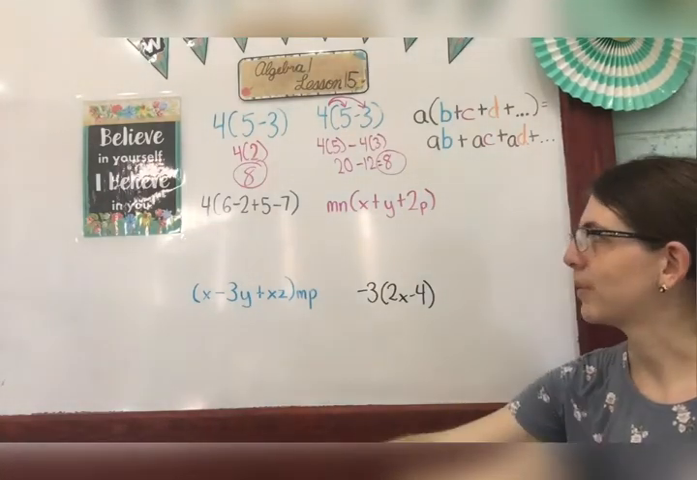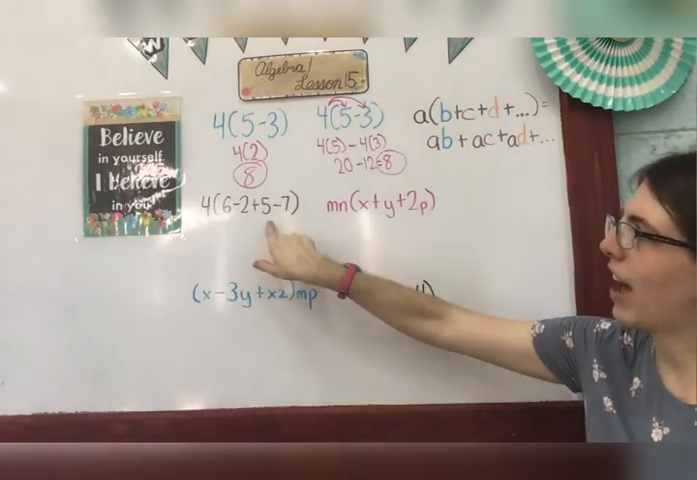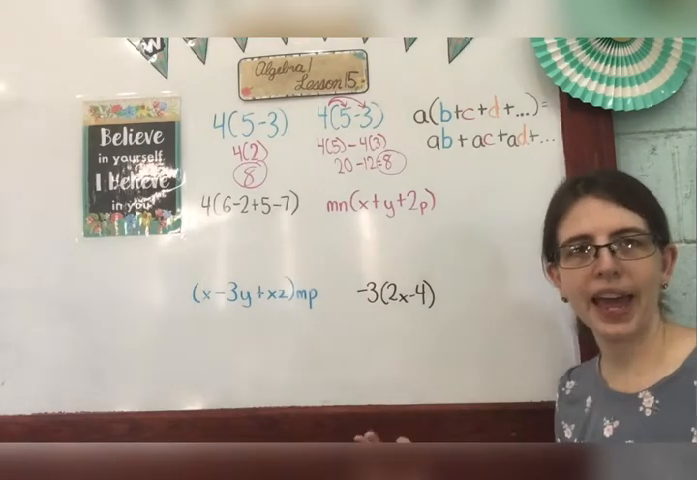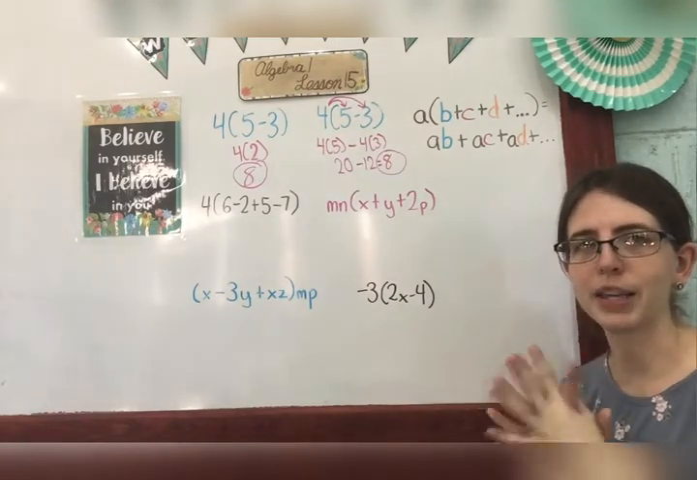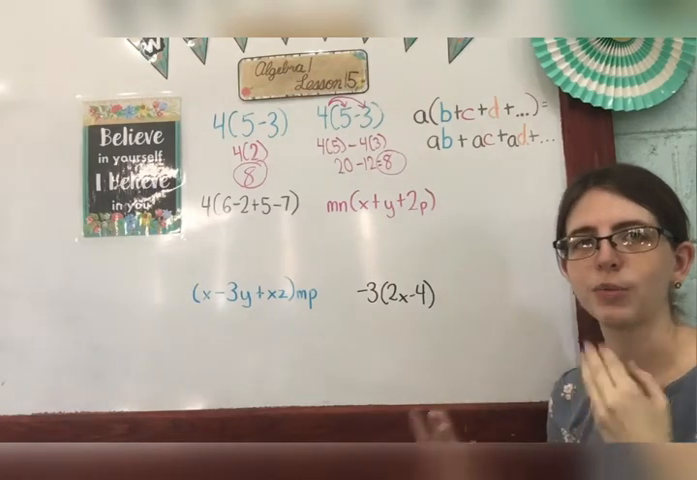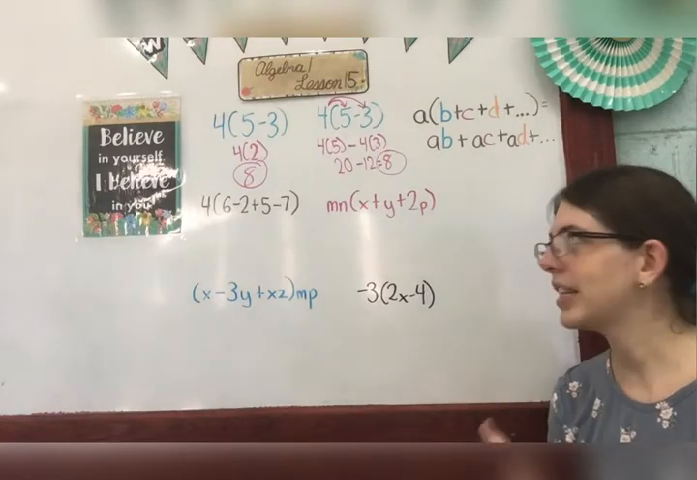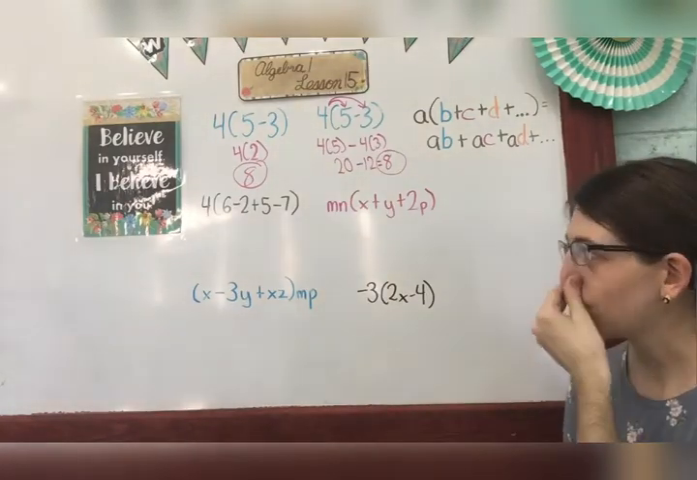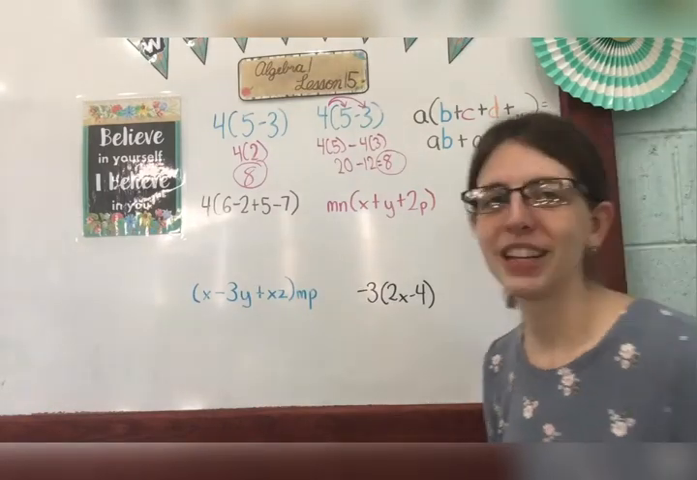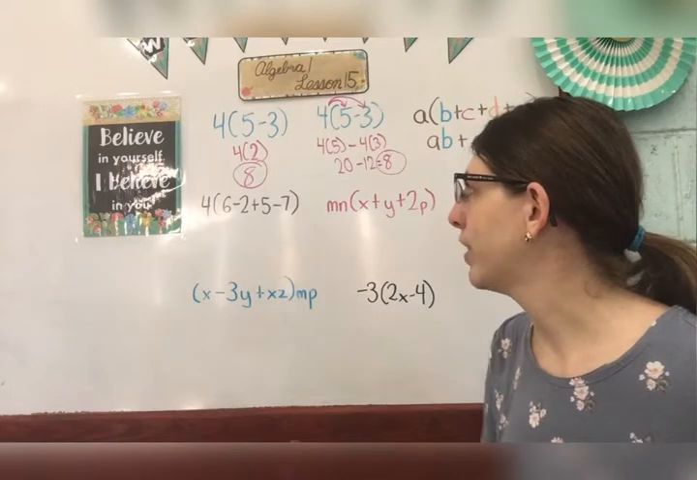Let's do some examples. Here I have 4 times 6 minus 2 plus 5 minus 7. Now before you panic and say, oh, but there's subtraction symbols, that's fine, because remember, in algebra, subtraction is the same as adding a negative. So anytime you see subtraction, it's the same as adding a negative. So to use my distributive property, which is what your book says you need to do, we start out like this.